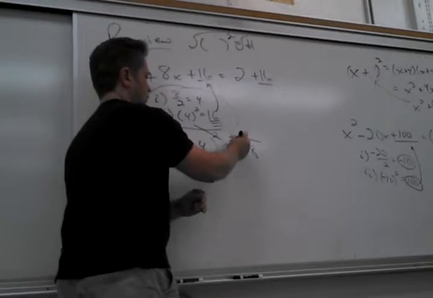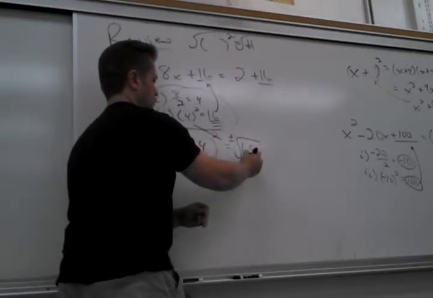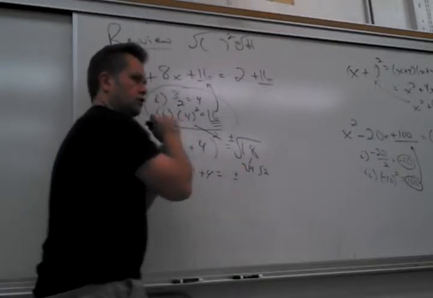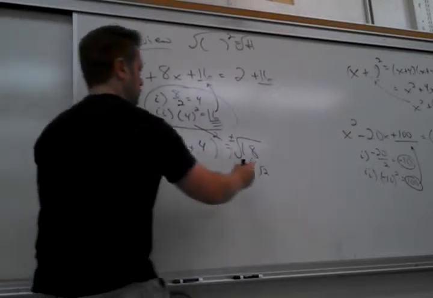Plus or minus. Can you simplify this? 9, yeah, square root of 9, square root of 2. Is that cool? Because that's what 18 is. That's 3 square root of 2.